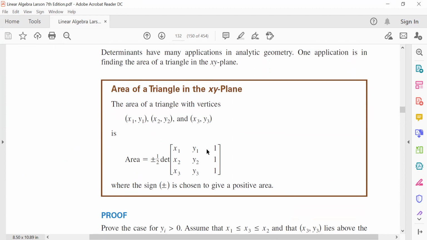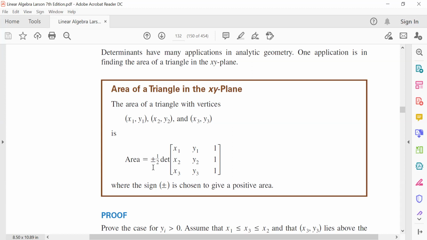is: I take my points x1, y1, x2, y2, x3, y3, and then just line them up like that. For this third column, I fill in ones. Now we have a square matrix. So if I take the determinant of this matrix, 1/2 of this determinant gives me the area. Now, the reason it says plus or minus 1/2 is because when you do a determinant, you might get a positive number, you might get a negative number. So if you get a negative number, multiply it by the negative 1/2 to make it positive. If you get a positive number, multiply it by the positive to keep it positive.